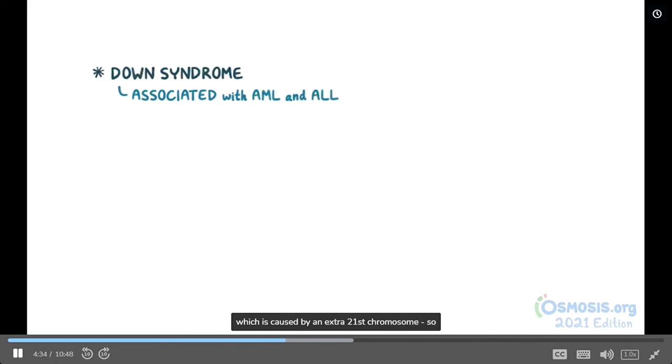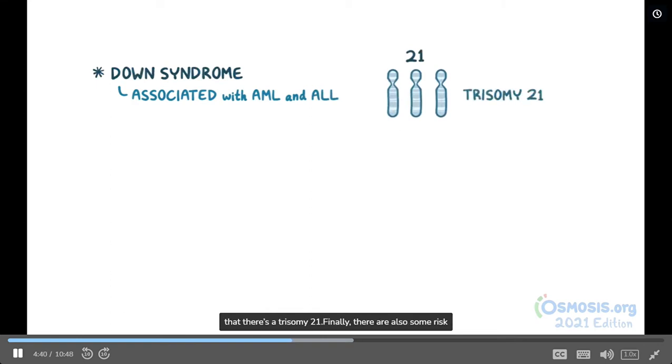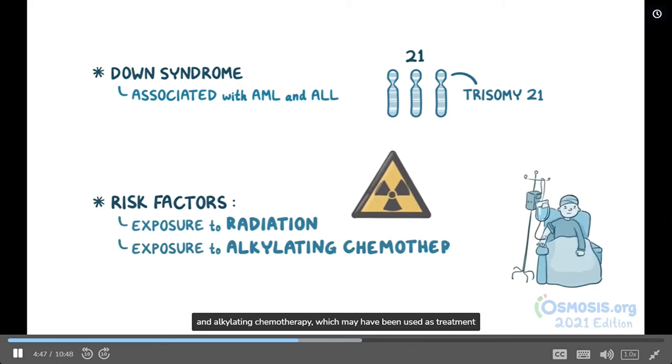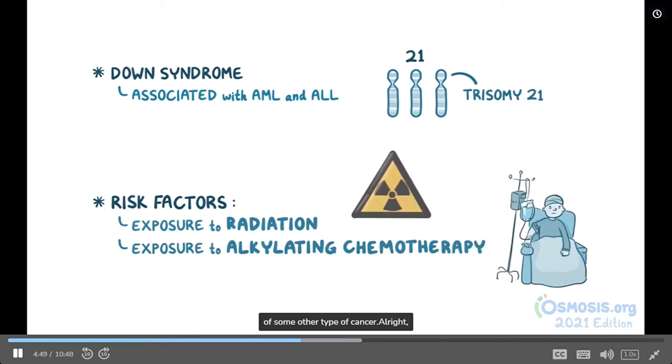Another condition often associated with both AML and ALL is Down syndrome, which is caused by an extra 21st chromosome, so that there's a trisomy 21. Finally, there are also some other risk factors for acute leukemia, like exposure to radiation and alkylating chemotherapy, which may have been used as treatment for some other type of cancer.